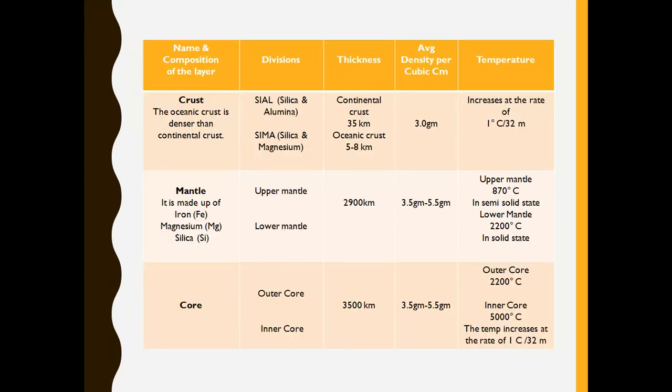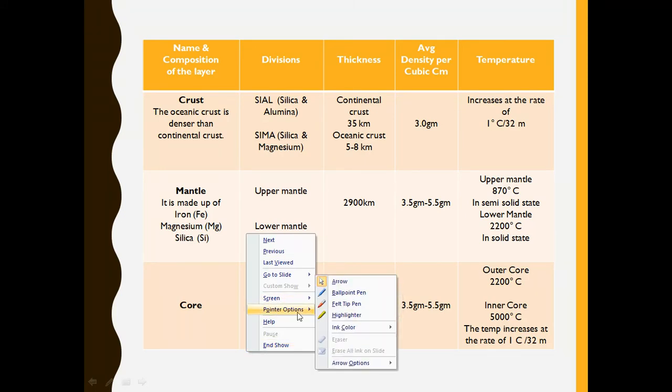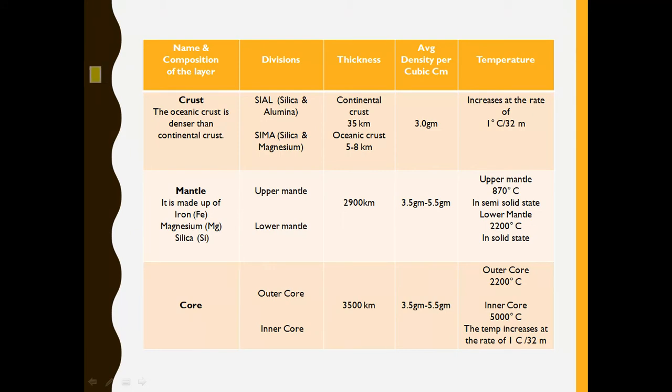Correct. Now, just to give you a brief description, we will revise the whole thing in the form of a table. Let me take help of my pointer so that I can explain much nicely. All right. Now, we have done three layers. One, the crust. Then we did the middle layer, that is mantle. Then we did the innermost layer as the core.